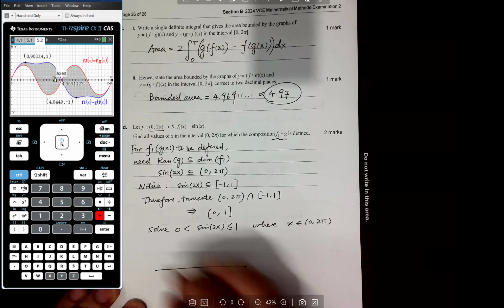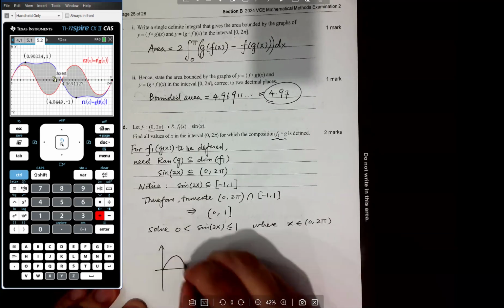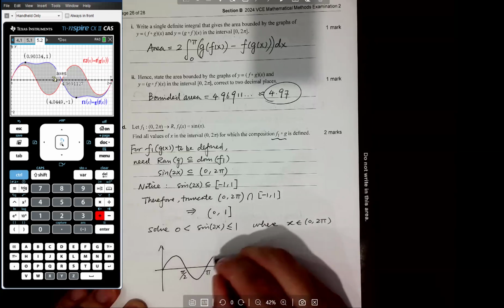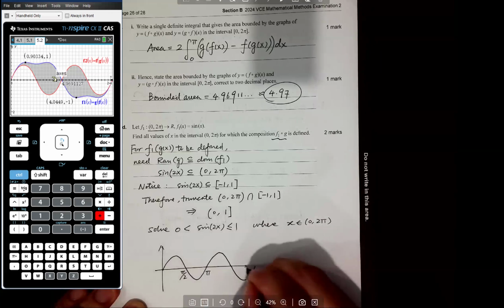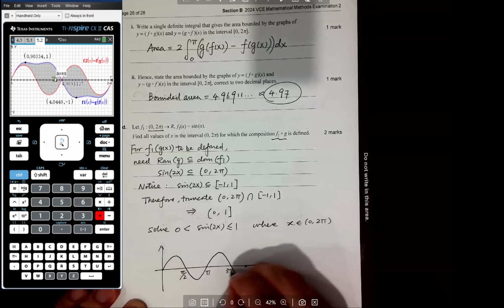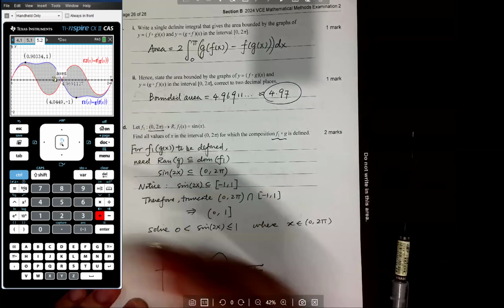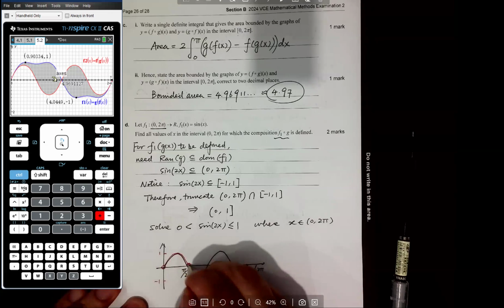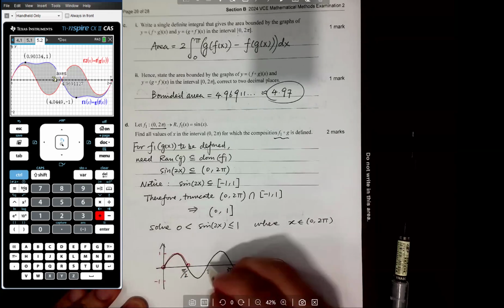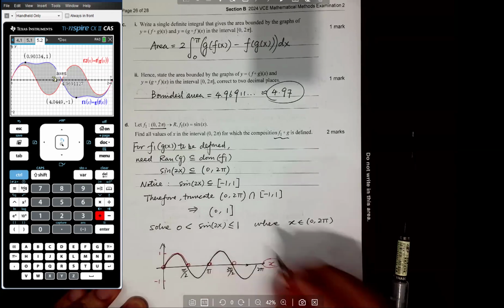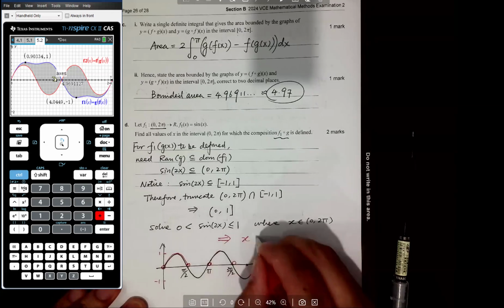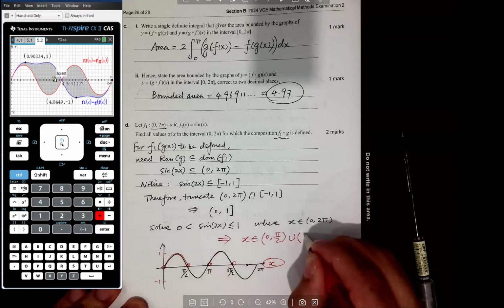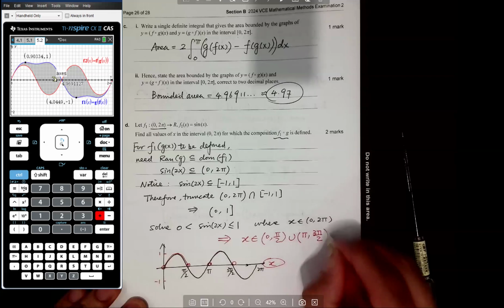So if I draw a diagram, this is one cycle, half pi to pi. This is pi to 2 pi. This is 3 pi over 2. And then the possible region, let's say 1 and minus 1, from here to here for the x values, okay? From pi to 3 pi over 2. Then you have x belongs to 0 to half pi union pi up to 3 pi over 2, all round brackets, okay?